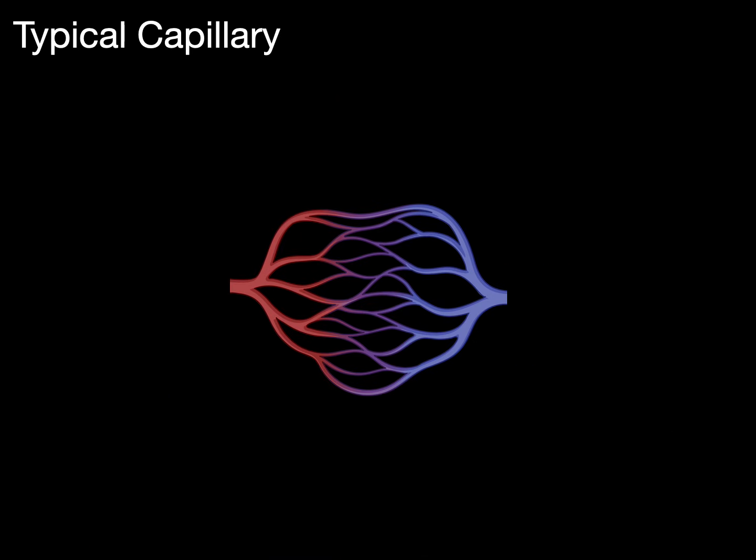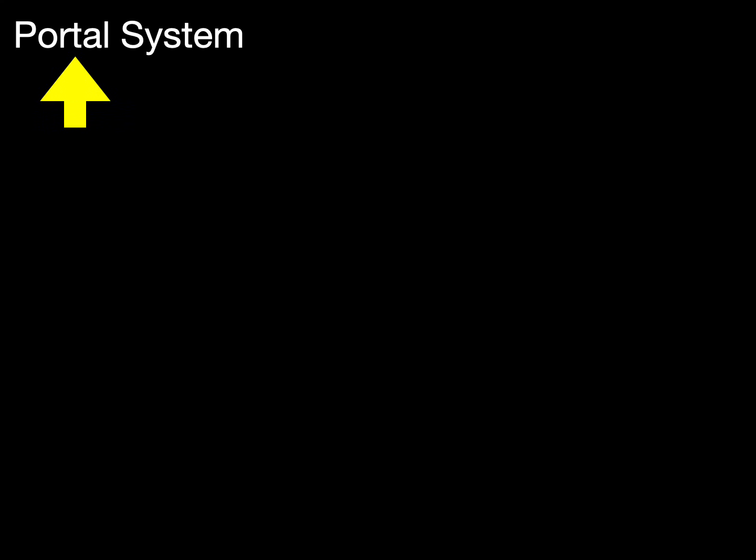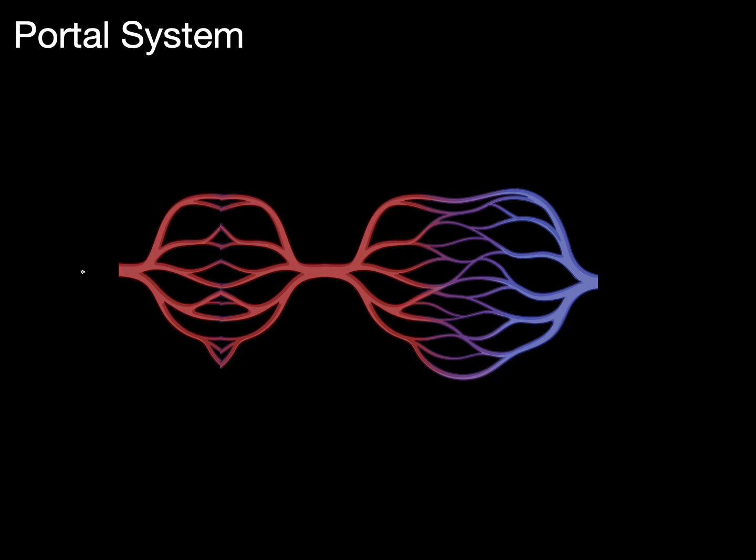First, this is what a typical capillary looks like. You have an arteriole that feeds into a capillary and exits a venule. So as blood flows in, blood flows through one capillary. Now, a portal system is different. As blood percolates through a portal system, it goes through two capillaries in sequence.